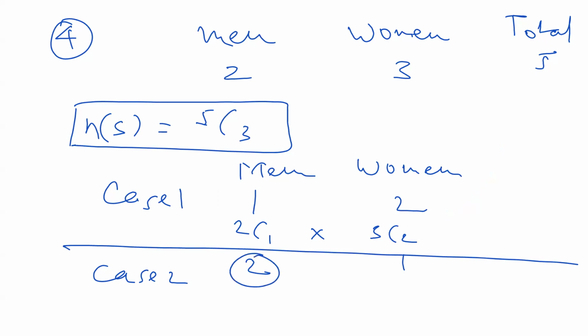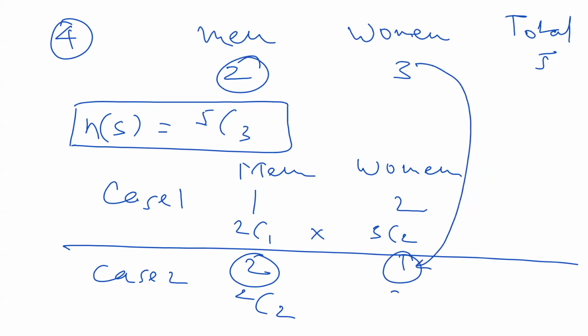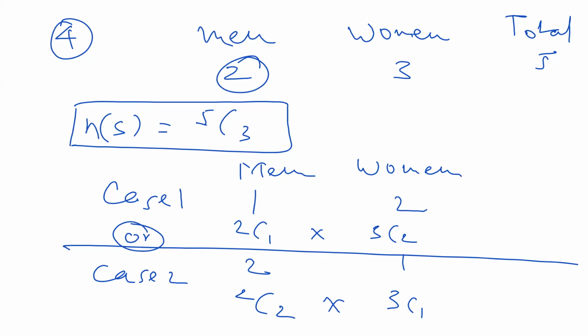Two men from two men can be selected in 2C2 ways, and one woman from three women can be selected in 3C1 ways, and it is multiplication. Okay, so you can calculate the answers for the individual cases. Whatever is the answer, you can add because in between cases there is always or. So the total of this will be, let's say, n of A. So P of A is equal to n of A upon n of S.